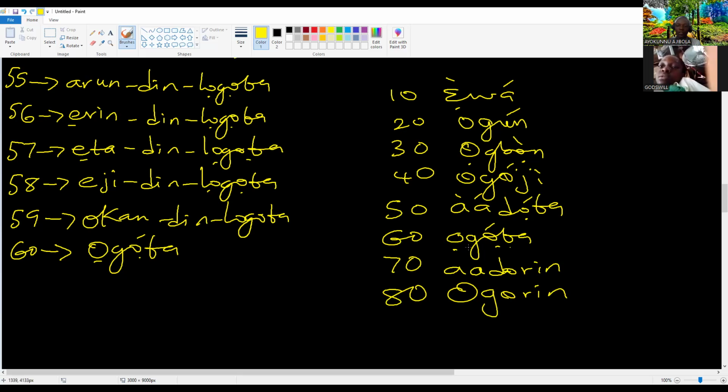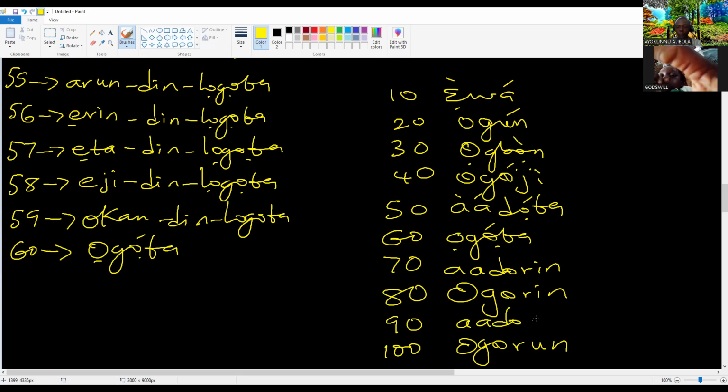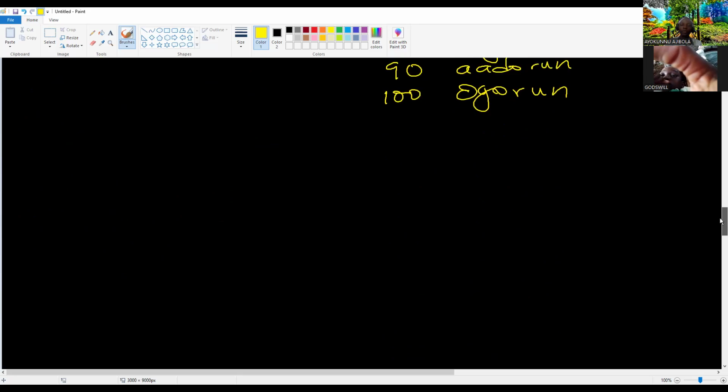So if 60 is ogota and 80 is ogorin, what do you think 100 should be? Ogorun, because that is 5 of 20. Is that clear? Yes, sir. Like arun, so it's ogorun, do, mi, re, ogorun. Now, what about 90, which is 10 away from ogorun? It is adorun, okay? Yes, sir. Then we can move on to 200.